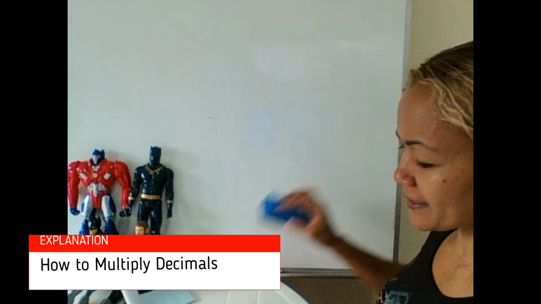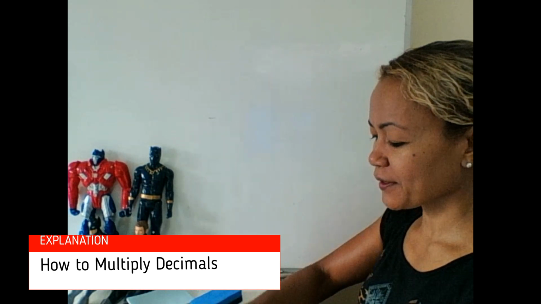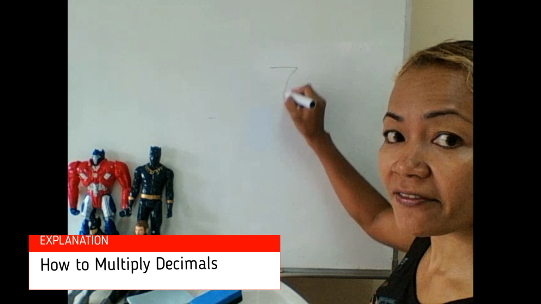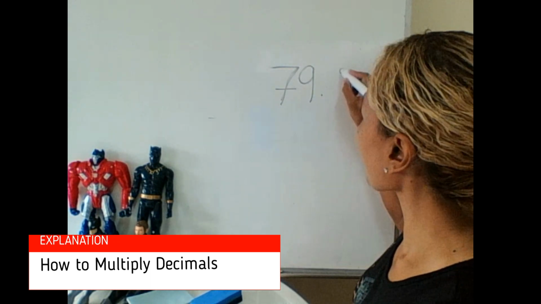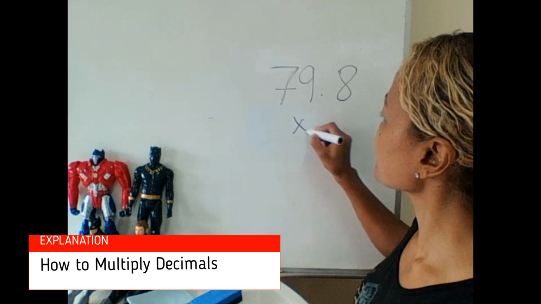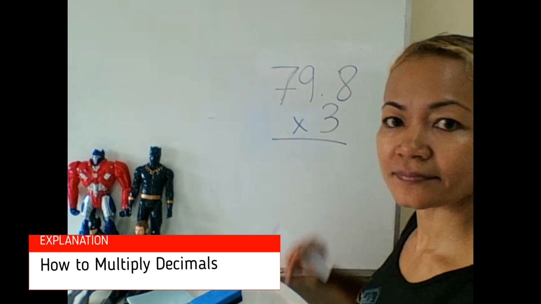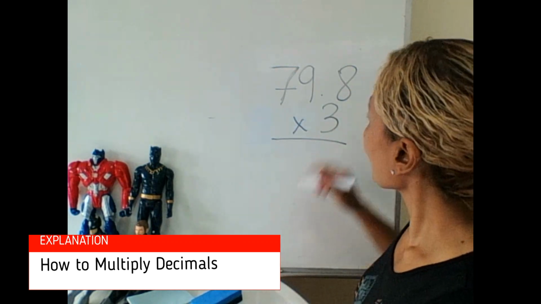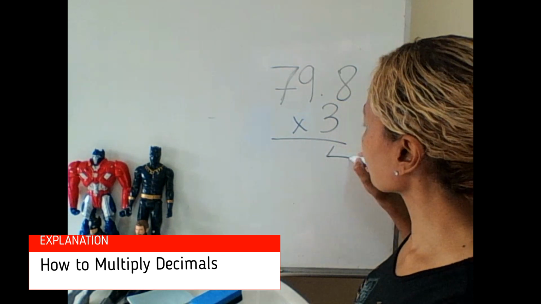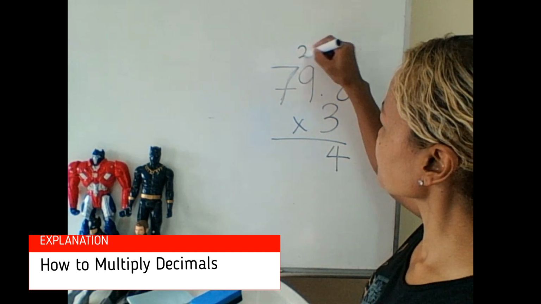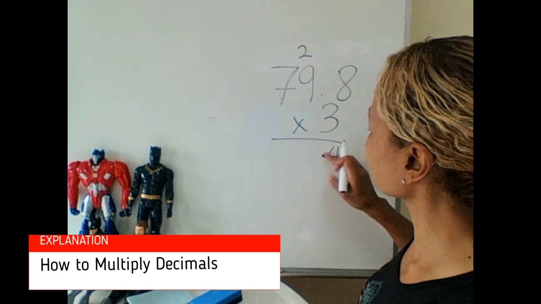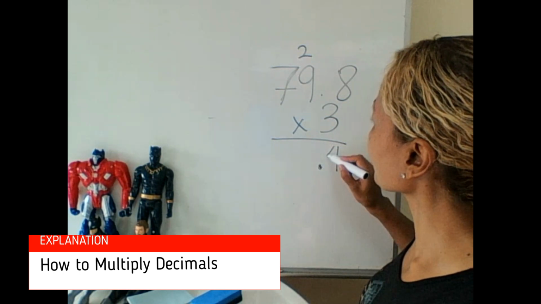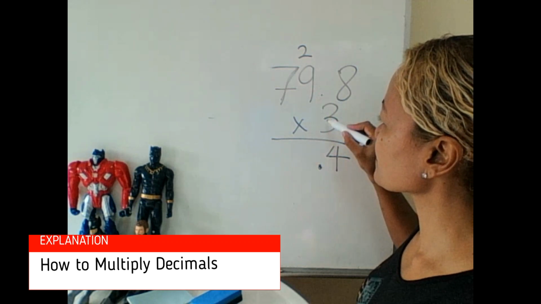On to the third one. And the third one is 79.8 times 3. 8 3s are 24. Carry 2. Put the point there. Sorry, put the point there before you move on to the next operation.